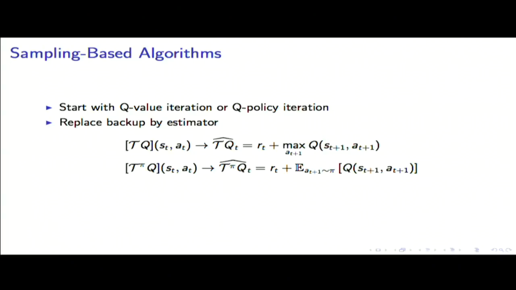So now what we can do is to continue deriving model-free algorithms. What we're going to do is we're going to start off with Q value iteration or Q policy iteration, and we're going to replace the backup step by the estimator. We're going to replace the backed up Q value by an unbiased estimator of the backed up Q value.